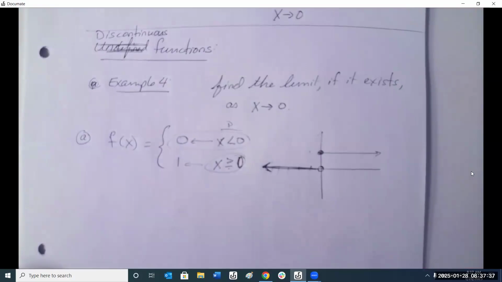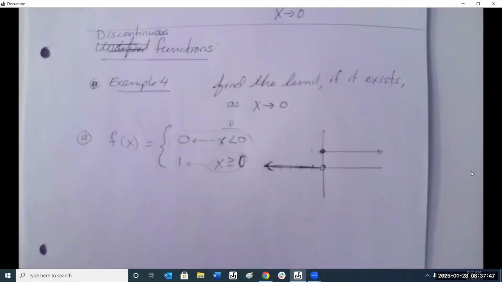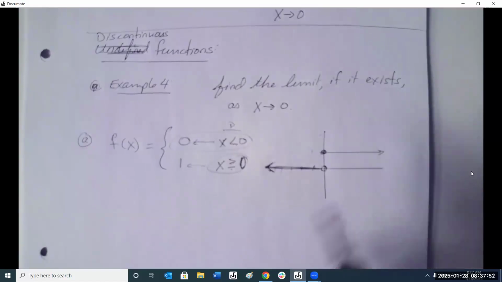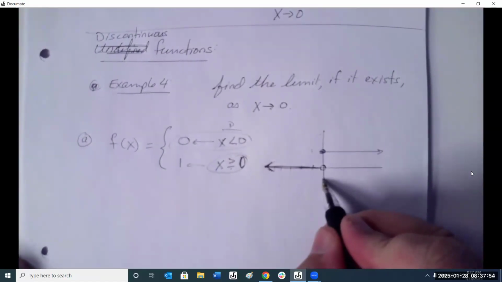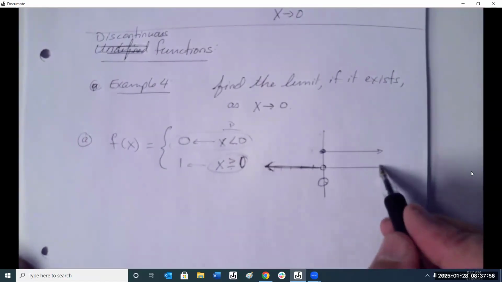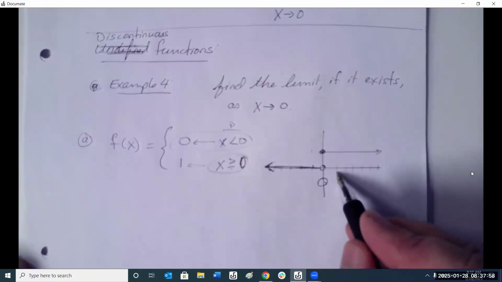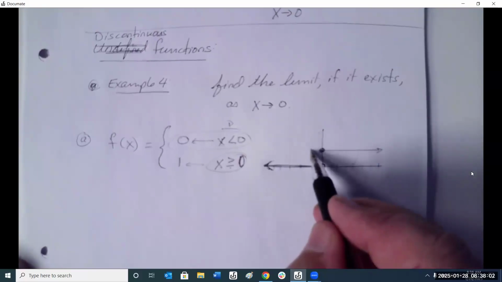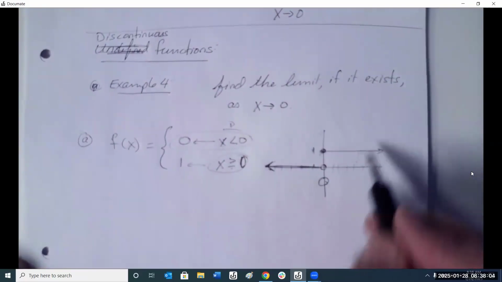So what's the limit as x goes to 0? What'd you get? Ooh, you're half right, but half wrong. Remember, you have to go both directions. If we're going from the right, here's 0. If we're going from the right, what is the value of the limit? It equals 1. It's this line.